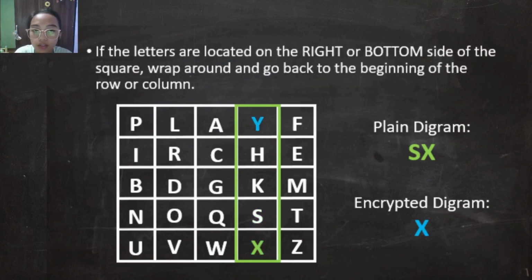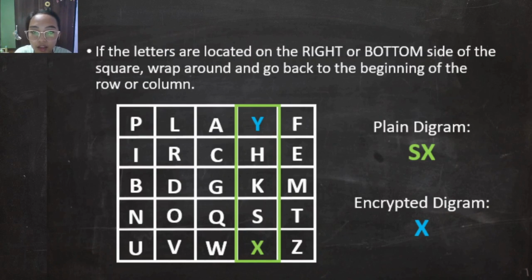And notice that the letter X is on the edge of the square, so nothing is below it. There's no letter below it. So if the letters are located on the right or bottom side of the square, wrap around and go back to the beginning of the row or column.